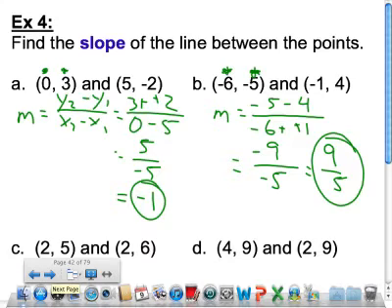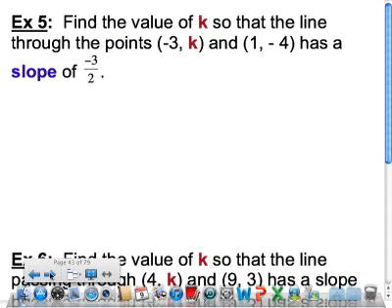All right. Again, I'm going to leave the last 2 there for you to take a look at. Same formula: change in y over the change in x. Subtract your y coordinates, subtract your x coordinates, and then simplify that ratio.